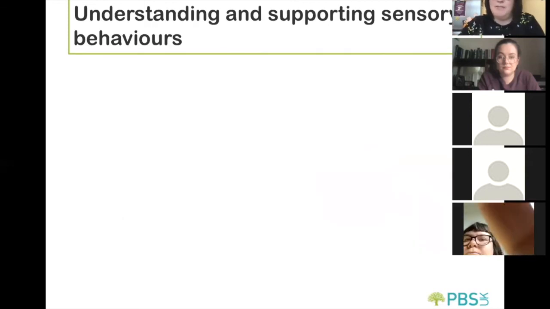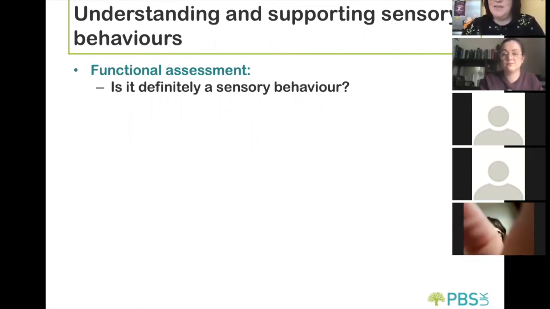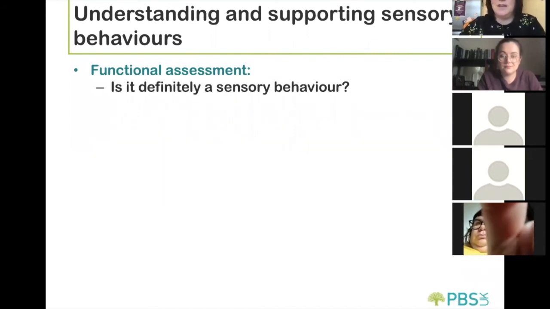So the final couple of slides are around what we might need to do to support sensory behaviours effectively. Just a couple more slides, and then if you've got any questions, feel free to ask. The first thing we would need to do is ascertain, if we've got a challenging behaviour, whether it's meeting a sensory need. We should never just assume that it's a sensory need. Even if it was in one of those boxes on one of those slides, there could be other reasons that people are engaging in those behaviours. So it'd be good practice to carry out some form of functional assessment to determine whether it is definitely a sensory behaviour or not.